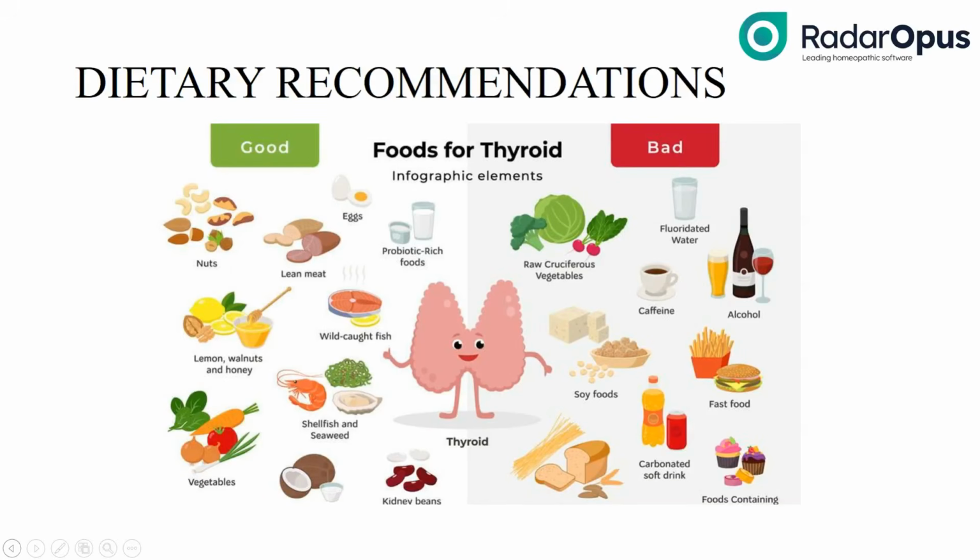The foods that are a good choice in cases of a hypothyroidism patient are nuts, lean meat, eggs, probiotic rich foods, lemon, walnuts, honey, vegetables, beans, and shellfish. So these are all the foods that you can suggest to your patients of hypothyroidism.